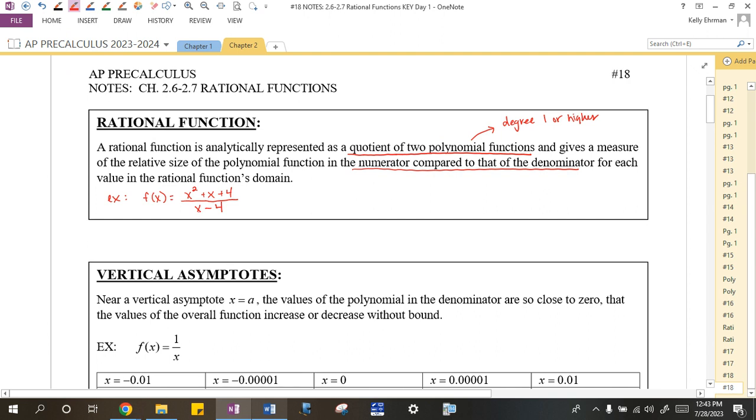But this is rational, and what would not be rational would be x squared plus x plus 4 if I just had it divided by -4, because that's not a rational function, that's just a quadratic function. It's a quadratic function with a -1/4 being multiplied out in front. So even though it doesn't specifically say degree 1 or higher, you should assume that an input variable shows up at least once in the numerator and denominator.